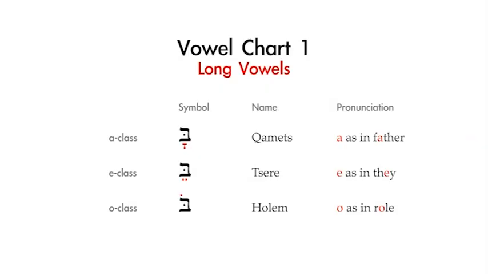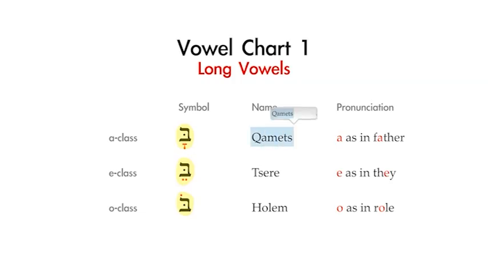Let's begin with vowel chart 1, the long vowels in Hebrew. They appear in the A class, the E class, and the O class. And the very first thing we want to do is pronounce each vowel symbol with the consonant bet. Let's begin. Ba, be, and bo.